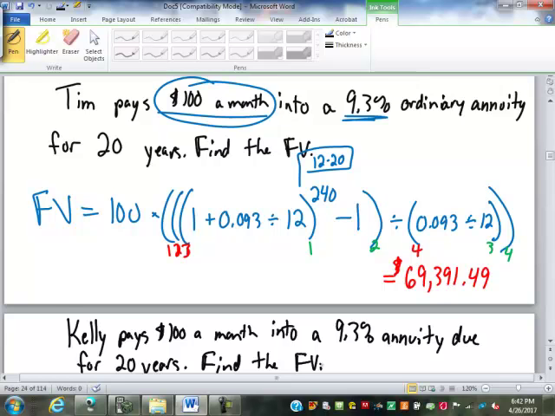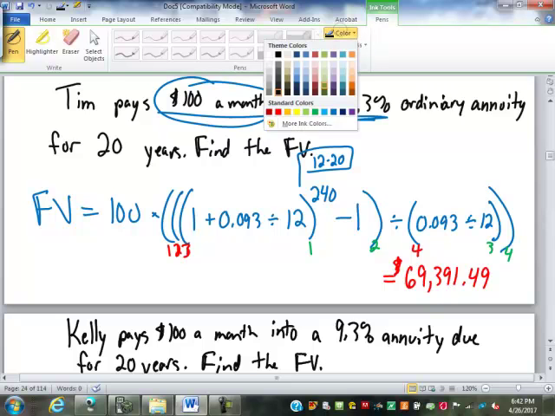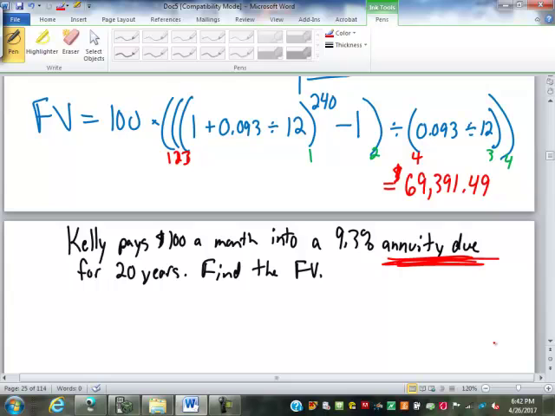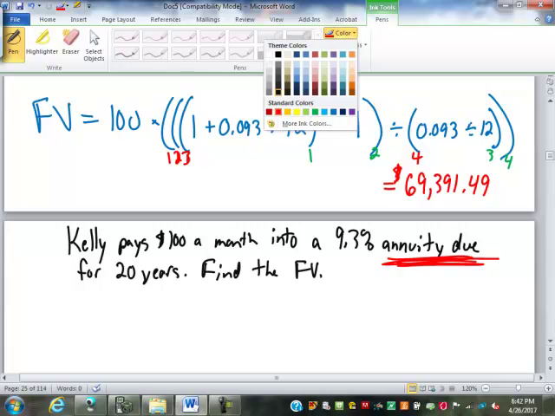Well, some of you might be thinking, that's the exact same problem we just did. What's different? Yes, the first one was an ordinary annuity. It's Kelly instead of Tim. That's definitely different. The first one was an ordinary annuity. This is an annuity due. An annuity due means that those payments are made at the beginning of the period. So the difference is very, very small.